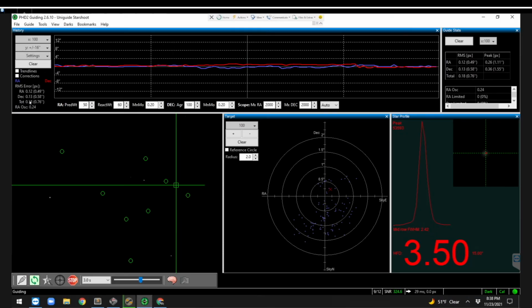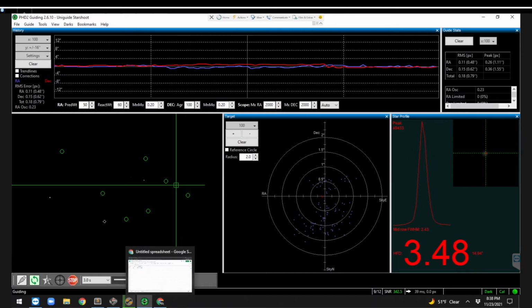But yeah, so this will tell you how many pixels off it is. So unless the focal length of your imaging scope is the same or very similar to your guide scope, this number is really kind of irrelevant. And what you really care about is how many arc seconds off you are. And you can calculate this.